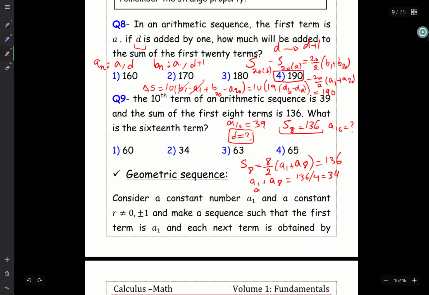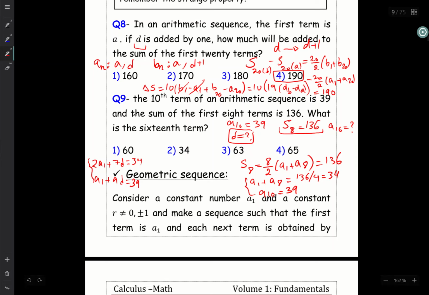And then I know that A10 is 39. Okay, from these two I can find A1 and d. Let's see. The way we do it is that A1 plus A8 is 2A1 plus 7d equal to 34, and A10 is A1 plus 9d equal to 39, right? And this is a linear system. It's very easy to solve.